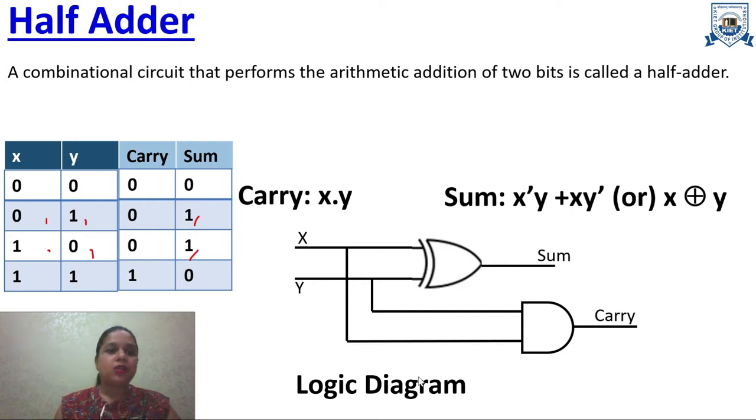So this is the half adder. In a half adder you need to add 2 bits and the outputs will be carry and sum. First we will draw the truth table, then we will produce the Boolean expressions, then with the help of the Boolean expressions the logic diagram is drawn. This is how to design the combinational circuit half adder.